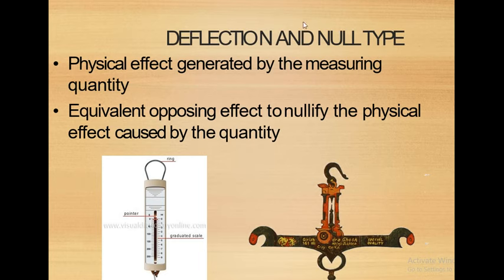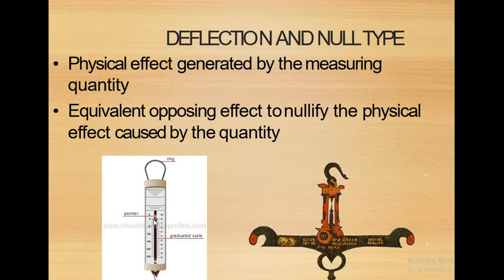The deflection and null type of instrument, that we have to see. Let's see first the deflection type of instrument, where there is a physical effect generated by the measured quantity. I think you may have seen old types of weighing machines which are not digital. In that case, whenever you attach the weight to be measured to that machine, a physical effect is generated there. Means what? There may be a deflection of the pointer from one point to another point.